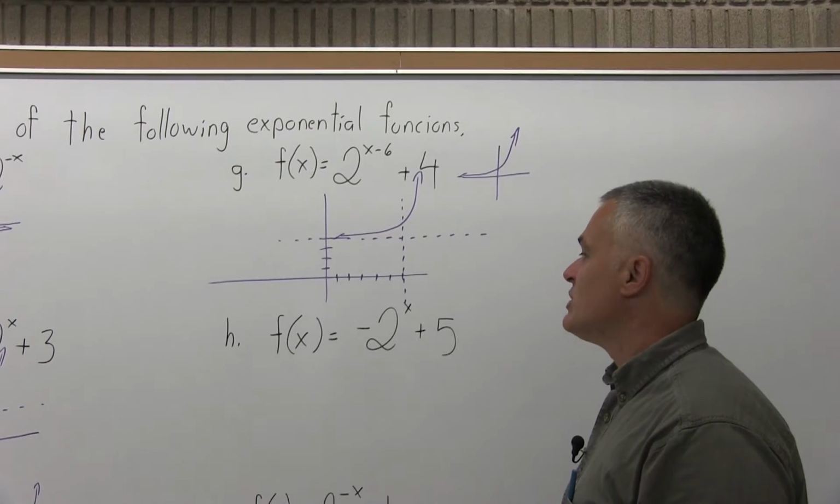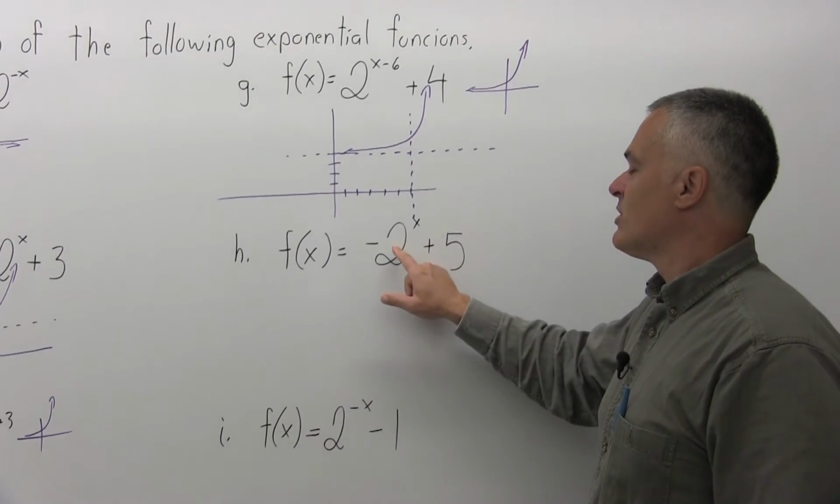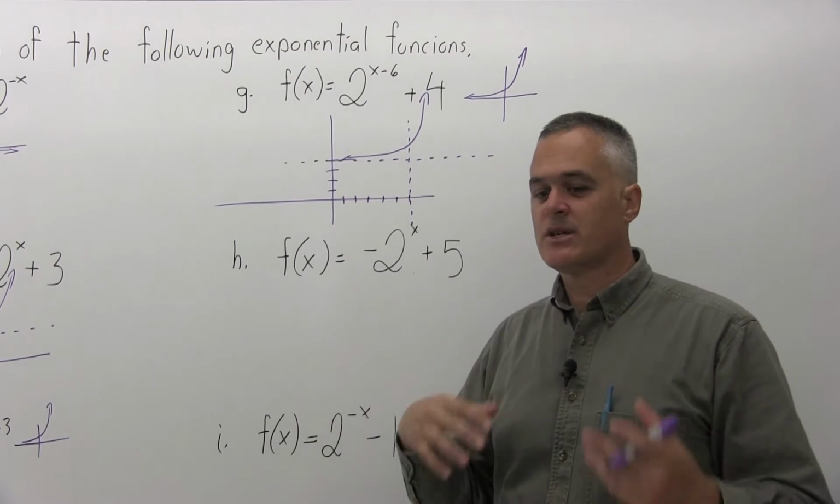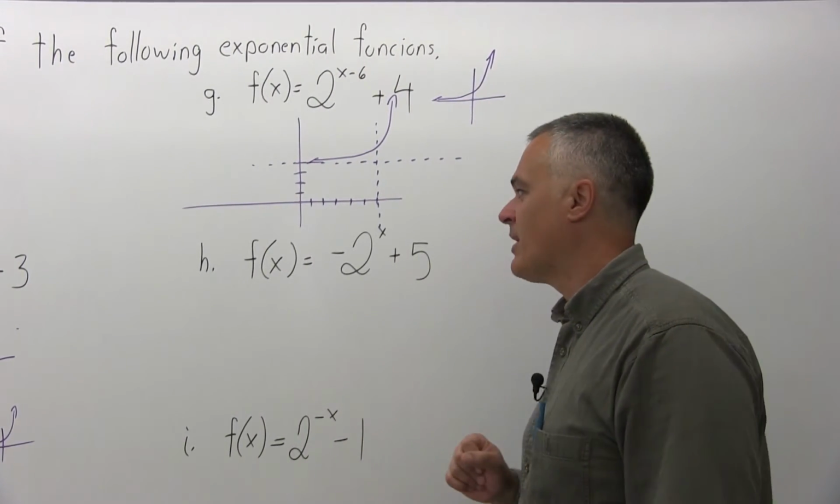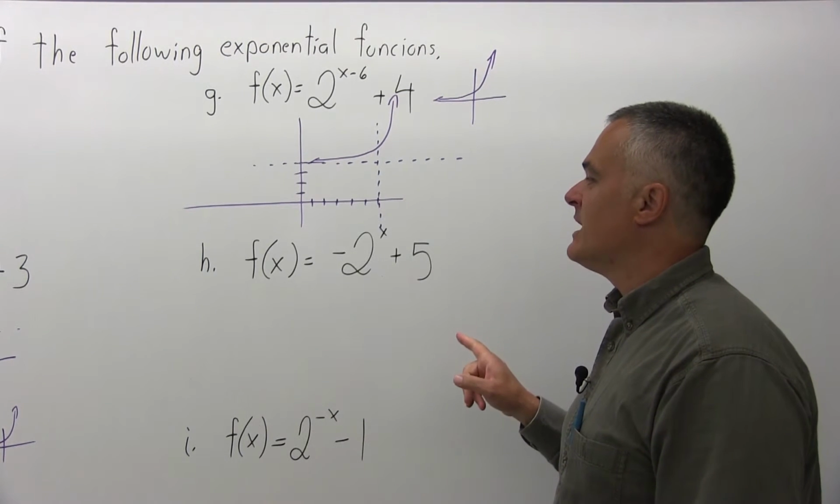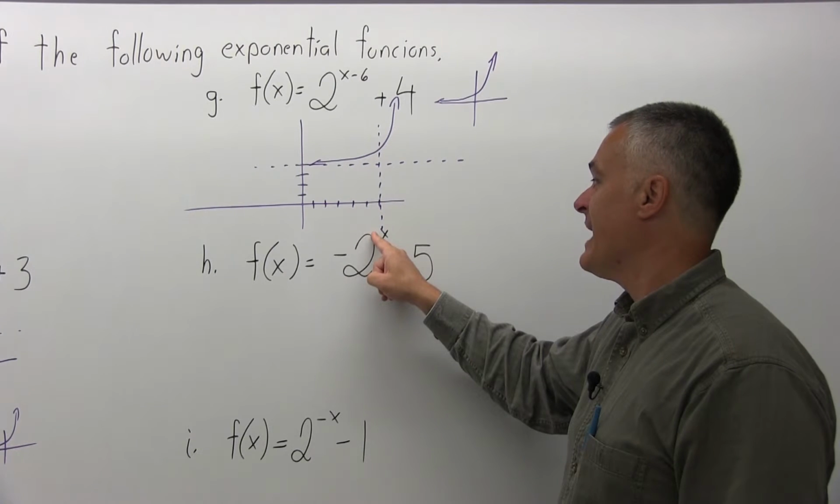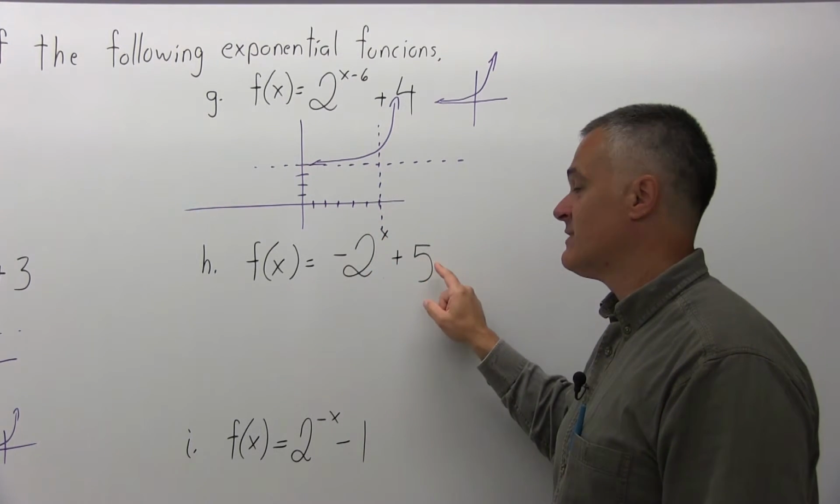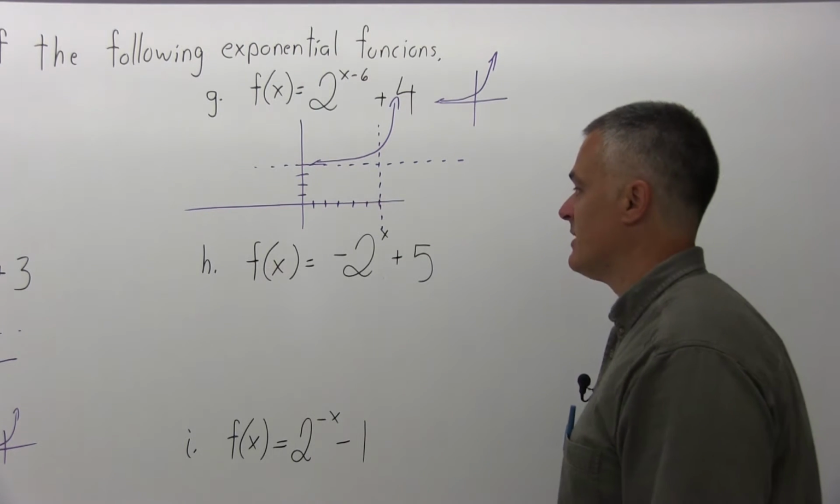And part H is also a double shift type of problem, but you're not starting with a 2 to the x, you have a negative. So that's going to flip the graph around a little bit and still shift it. So part H says, graph the exponential function f of x equals negative 2 to the x power and then plus 5, where the plus 5 is not in the exponent, it's on the end of the function.